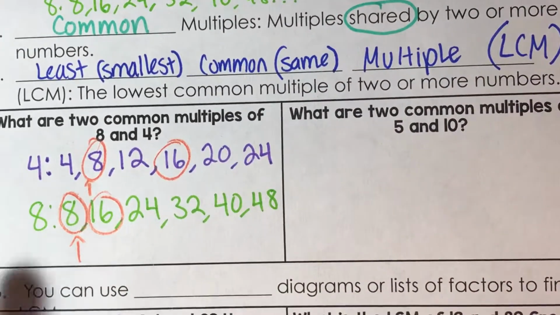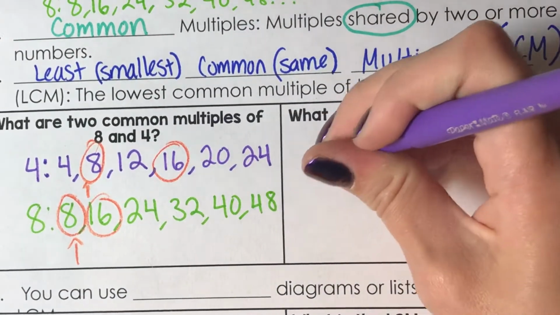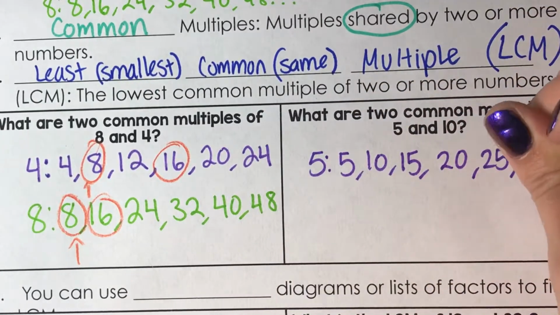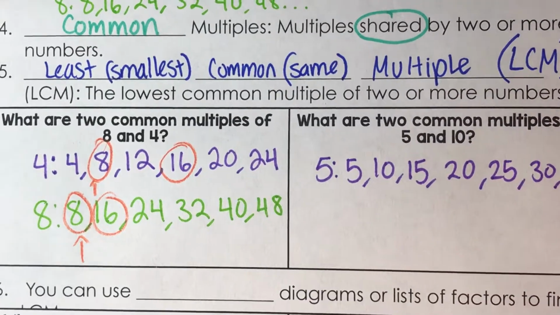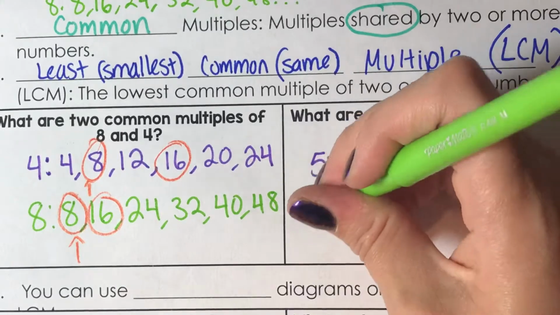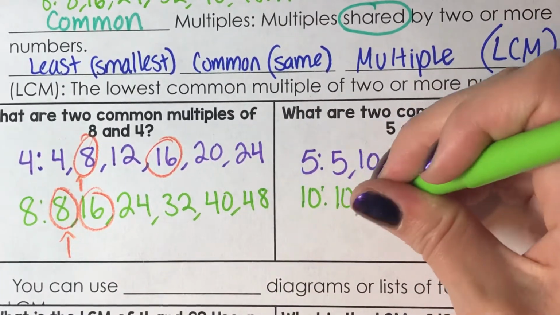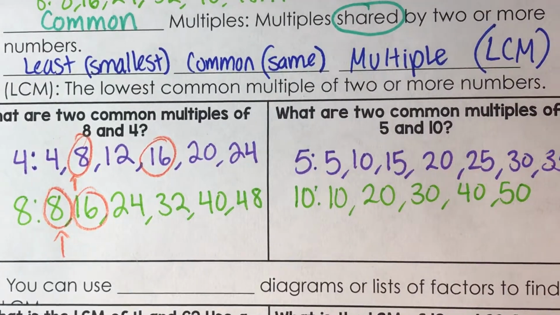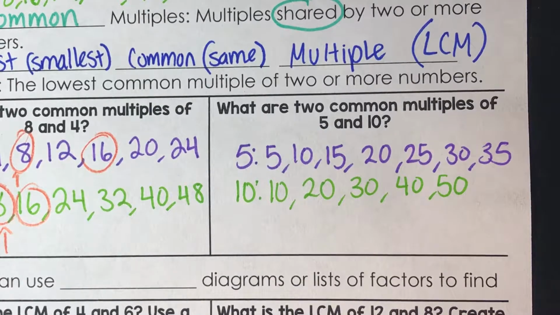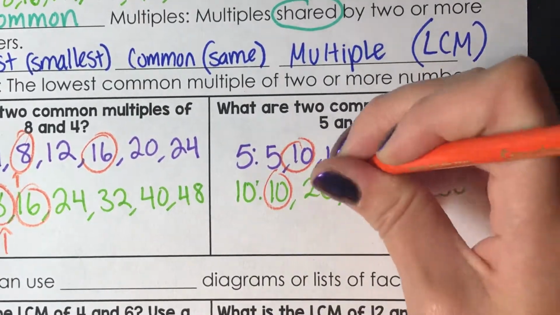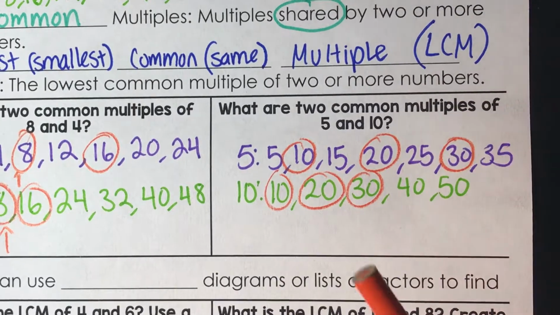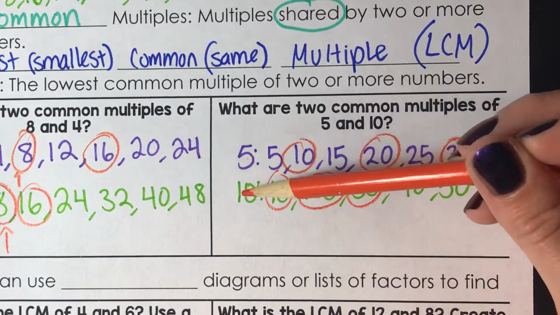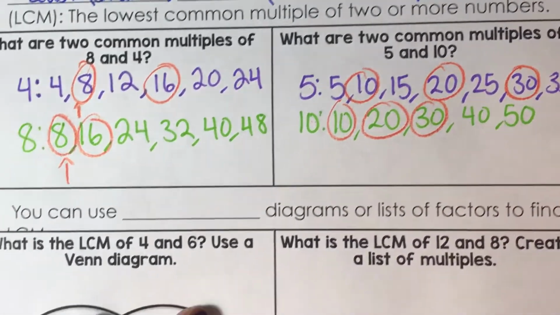Let's do this with 5 and 10. So I have 5, 10, 15, 20, 25, 30, 35, and I'll pause right there. And now I count by tens. I march on. So this is 10, 20, 30, 40, 50. So if I'm looking for common ones, I see 10, I see 20, and I see 30. This one's very nice because 5 is a factor of 10. I can multiply something times 5 to get to 10, which is why they share so many common multiples.